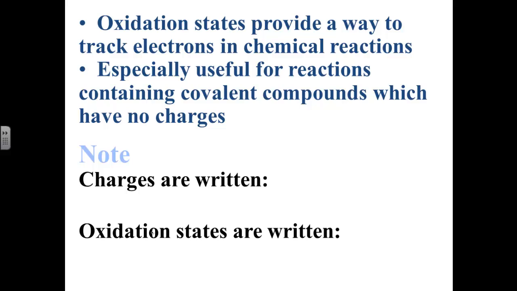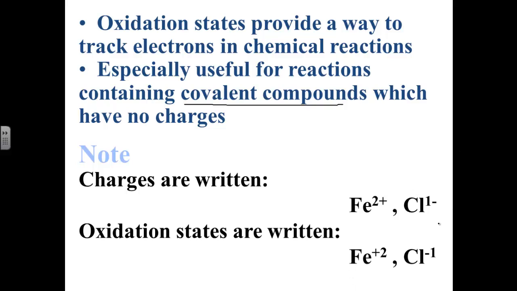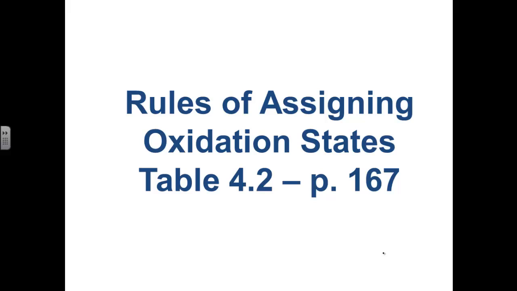Now, oxidation states provide a way to track electrons, and they're especially useful in covalent compounds that don't have charges. This is a little picky, but when we write charges, we usually write the number first and then the sign. When we write oxidation states, we usually put the sign first and then the number. That's just the normal way we jot things down, or nomenclature.